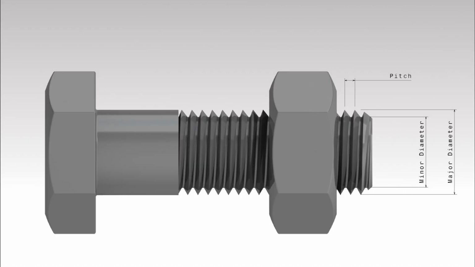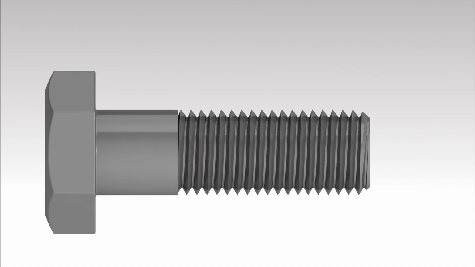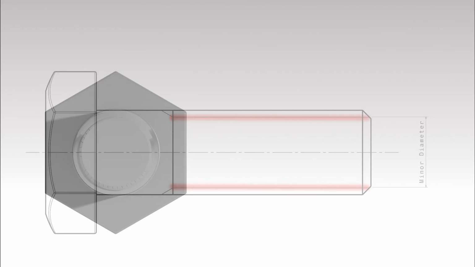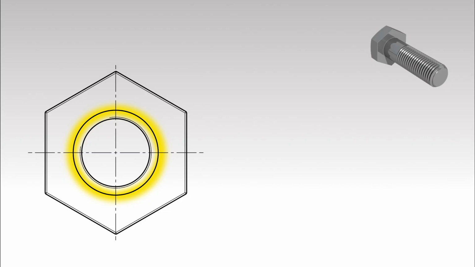When an external thread is drawn from the side, the outer contour of the part is drawn using the thick continuous line type. The thread is indicated by a thin continuous line, indicating the minor diameter of the thread. When an external thread is drawn from the front, a full circle drawn using the thick continuous line type shows the outer contour. Inside this circle, a broken circle is drawn, indicating the minor diameter.